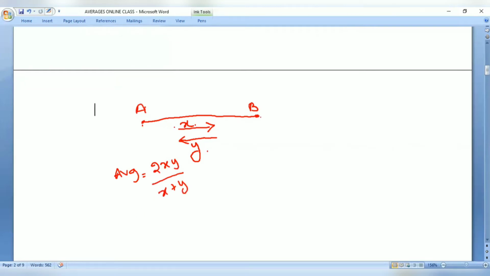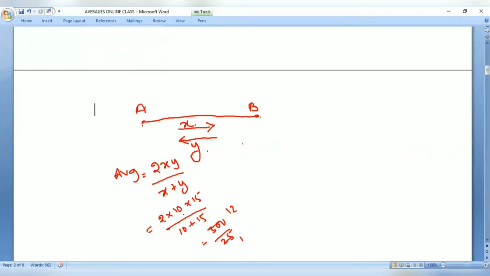If I ask you a problem like this, a person named Rahul traveled from A to B with a speed of 10 kilometers per hour and returned from B to A with a speed of 15 kilometers per hour. What is the average speed now? 2 into 10 into 15 divided by 10 plus 15. So 15 tens are 150, 150 into 2, 300. 300 divided by 25 will give you the answer. Okay. Then 25 twelves are 300, so 12 is the answer.